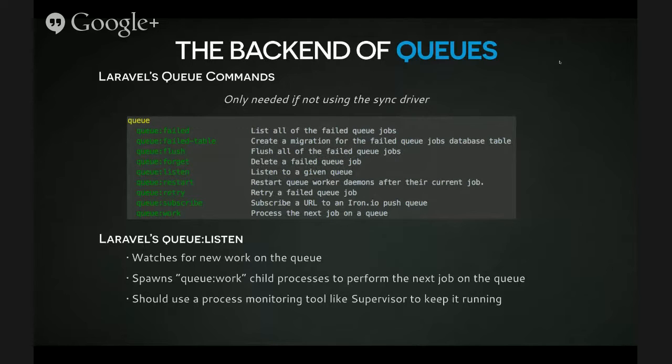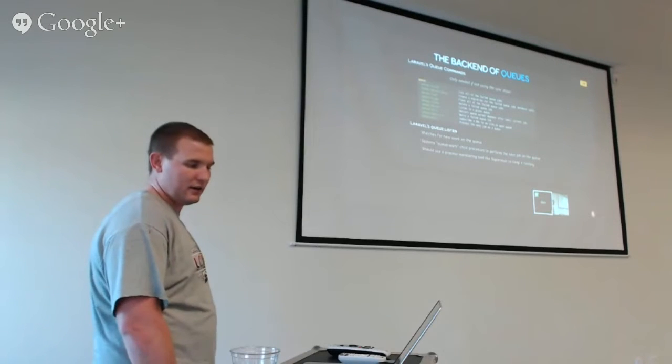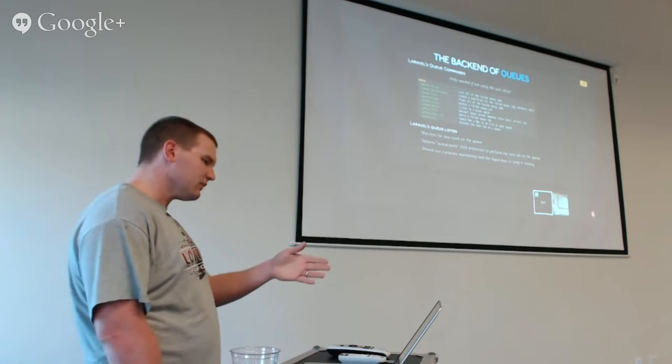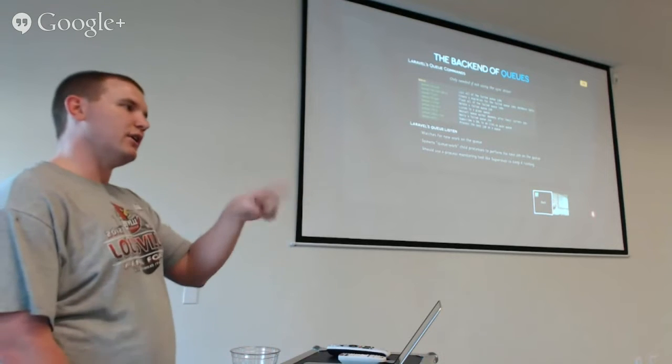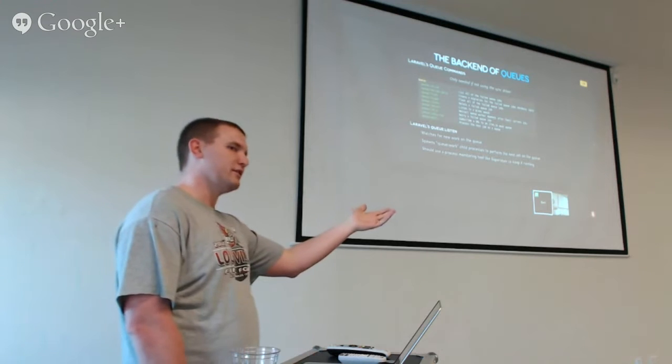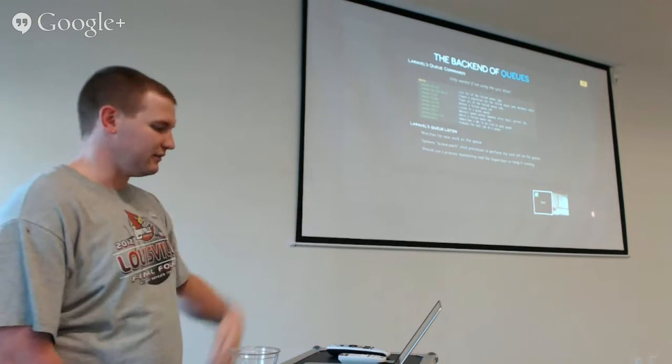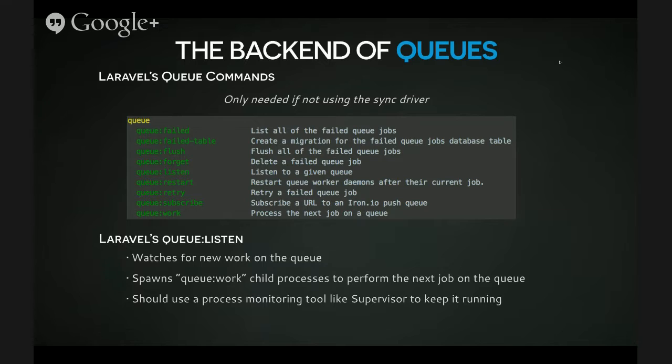So Laravel comes with a lot of artisan commands that allow you to manage the queue. And they're listed there with their descriptions. Laravel's queue listen is the only one I'm going to talk a little more about. It watches for new work in the queue. So the idea is, if you are using a queue server, you need to have some process that is looking for work that's on the queue, and then when work comes in, it'll run it, it'll execute it. And so queue listen is Laravel's way of doing that. When it does detect new work, it essentially spawns a queue work artisan command, which is the last one there, which will process that work.